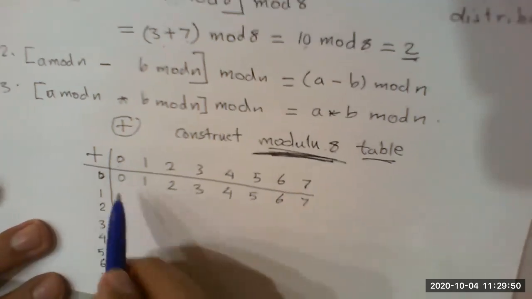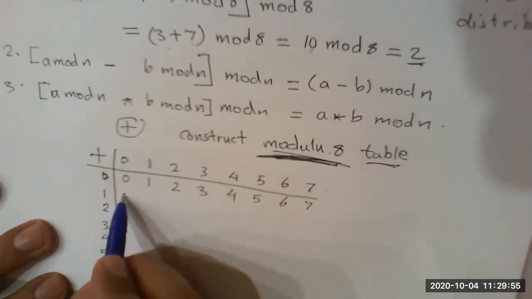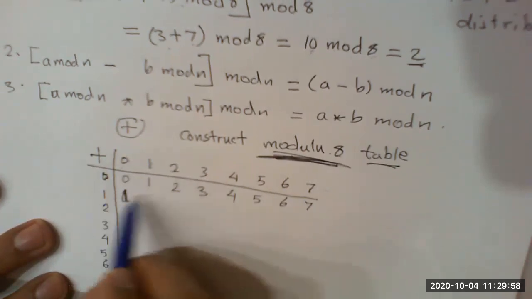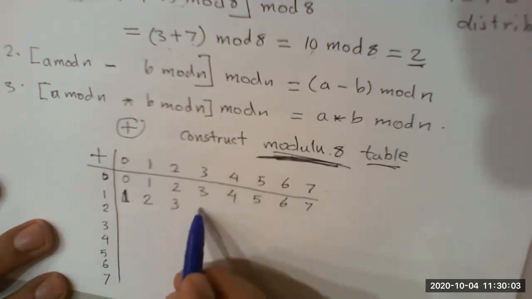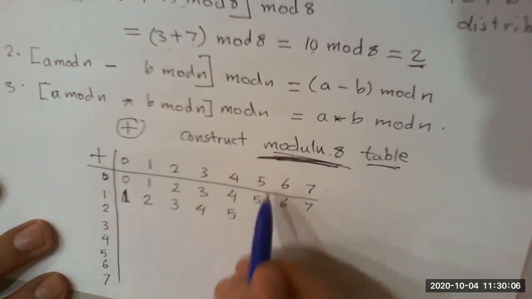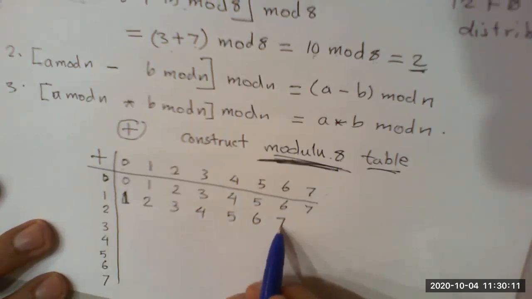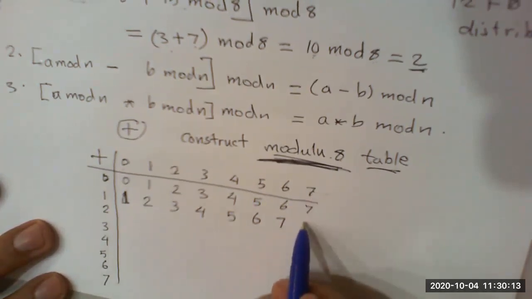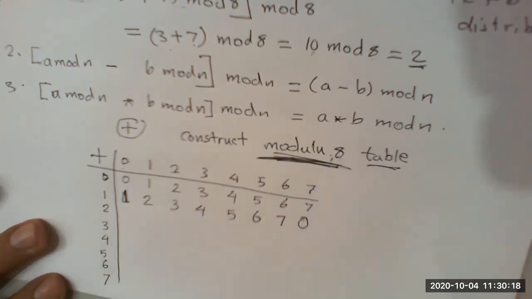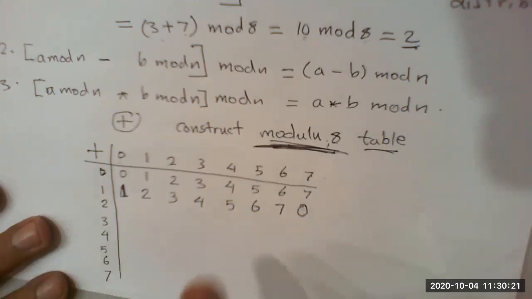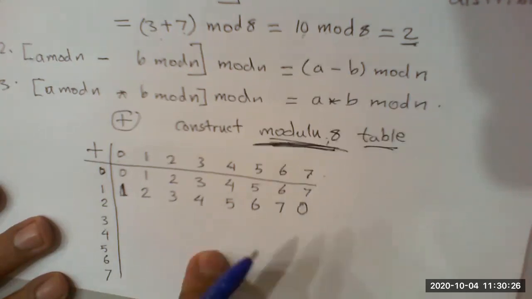What about 1? If I add 1 to 0, it is going to have 1. And 1 plus 1 is going to have 2. 1 plus 2 is 3, 1 plus 3 is 4. 4 plus 1, 5. 5 plus 1, 6. 6 plus 1 equals 7. 7 plus 1 equals 8. But I'm not talking about 8. 8 modulo 8, which is 0. Okay, take care of this, because you have an assignment. You will construct modulo tables.